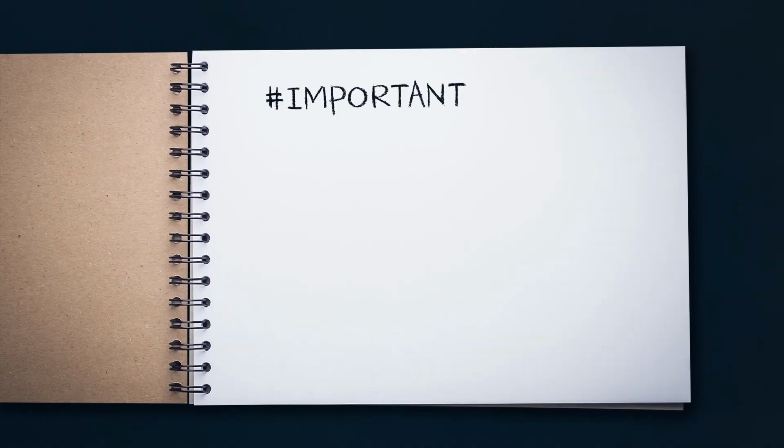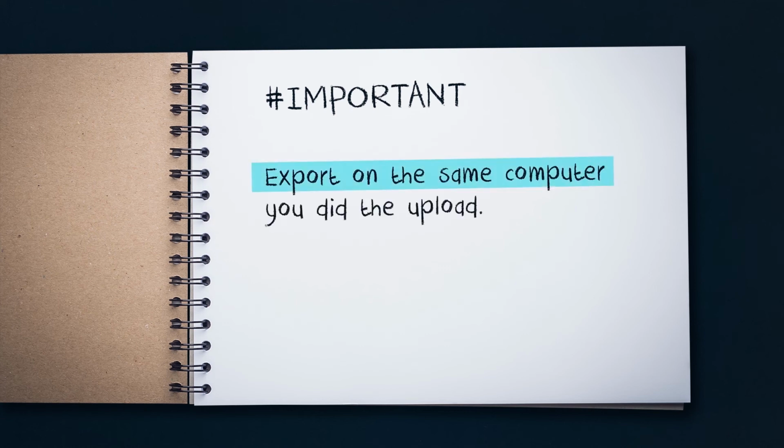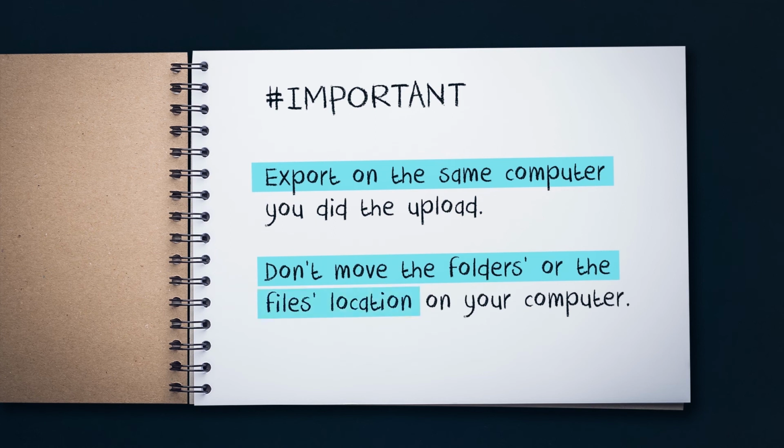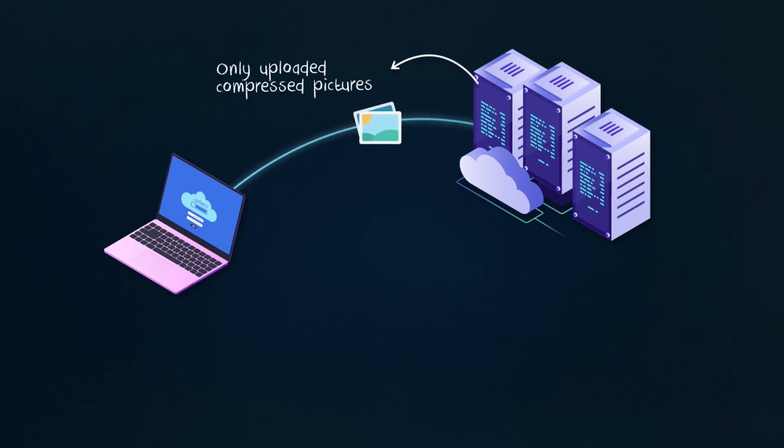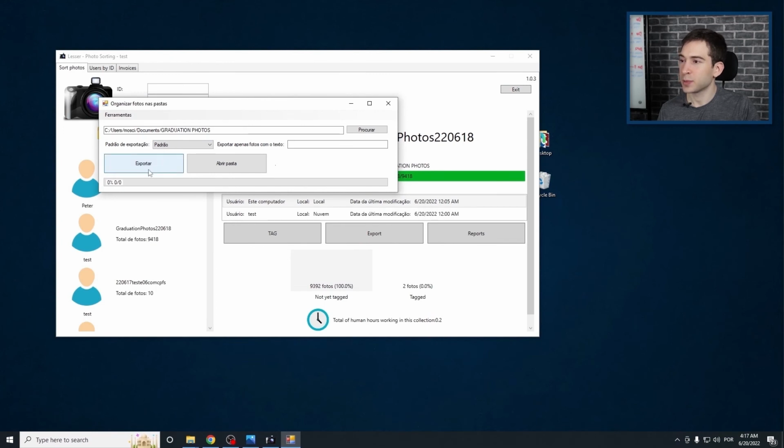But before we do this, you should know a few things. It's important you do this on the same computer you uploaded the photos. And it's also important you don't move the original folder or any of the files inside it, or it can also cause the software to malfunction. This happens because the photos we uploaded before were compressed to make it lighter. So the software will use the same photos we have on our computer, the ones that are not compressed and have high quality, to create the new files. And then click in export.